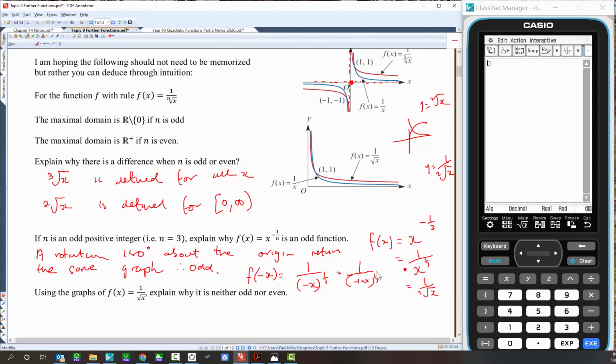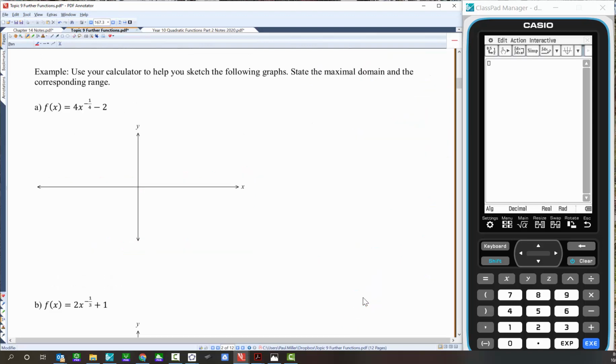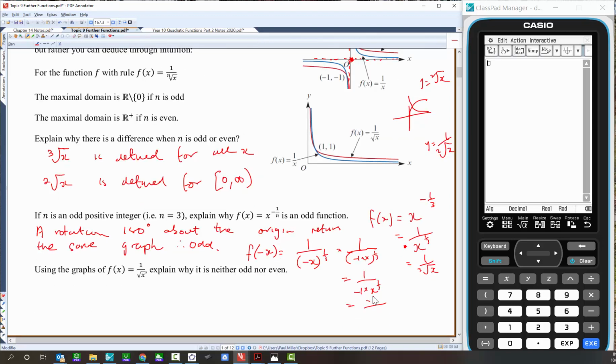Watch your vinculum there, make sure it covers the whole thing. And negative 1 to the 1/3 is going to be negative 1. So this is going to be 1 over negative 1 times x to the 1/3, which is negative 1 over x to the 1/3.